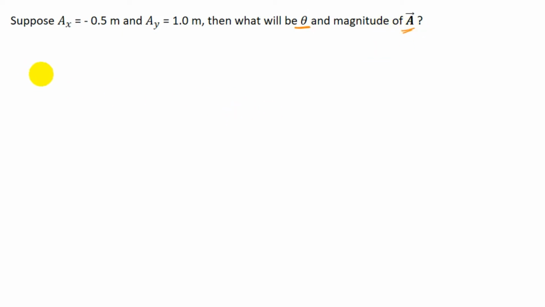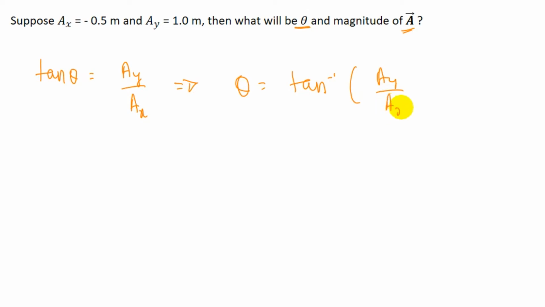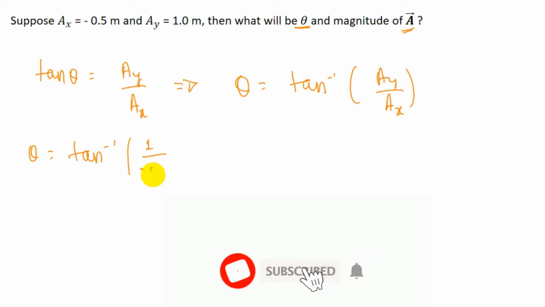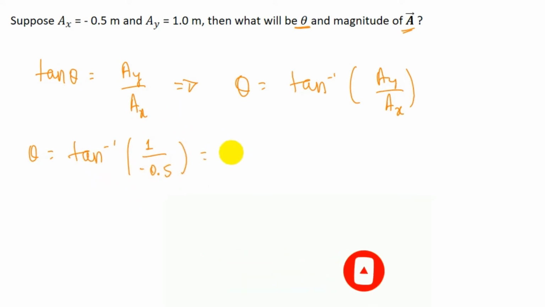Okay, so earlier we studied that tangent theta is ay over ax, and from here theta is tangent inverse of ay over ax. This is what we studied. Now if we put the values here, theta is equal to tangent inverse of ay, which is 1, and ax, which is negative 0.5. If you use your calculator, you will get the answer as negative 63 degrees. So does this angle correspond to the specified vector A?